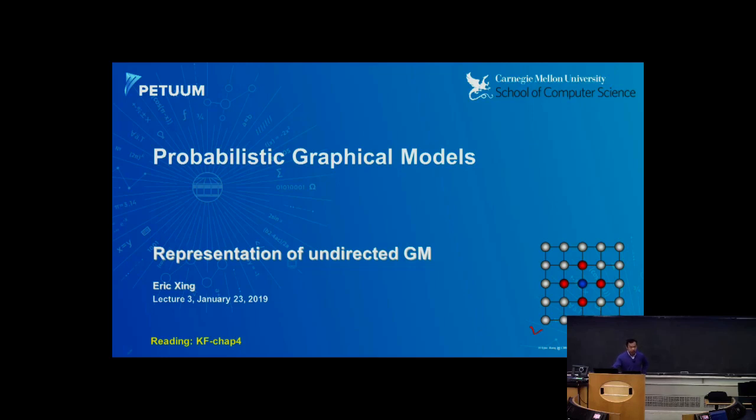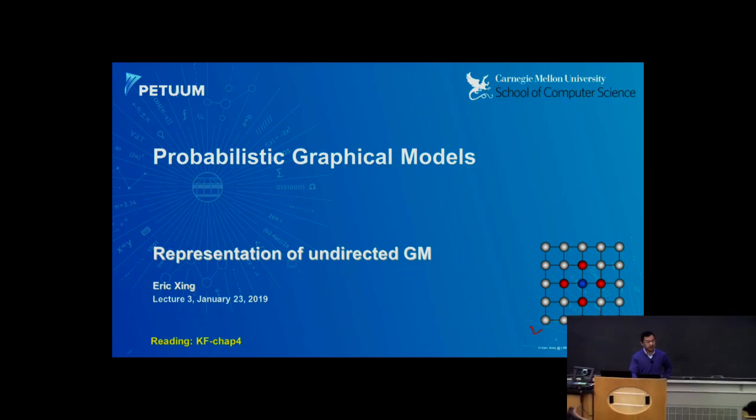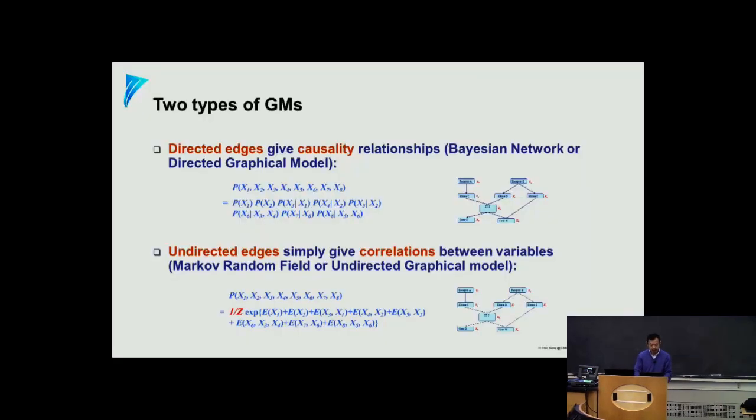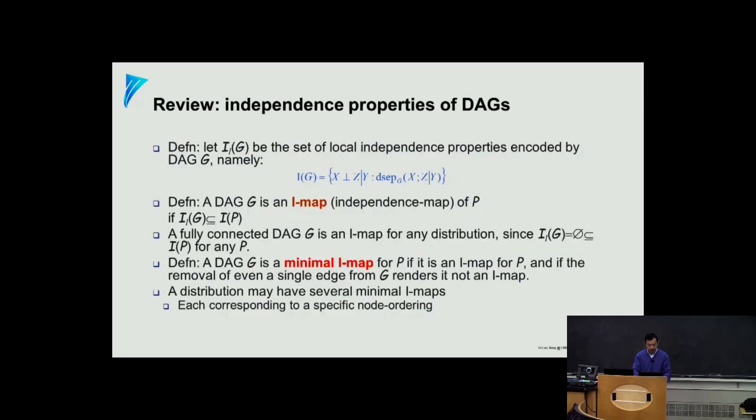Let's continue the discussion on graphical model semantics and topology. Today we're going to talk about the representations for undirected graphical models. Just to recap, we have two types of graphical models. One are graphs with edges and directionalities. The others do not have directed edges. And what do those edges and those nodes represent?